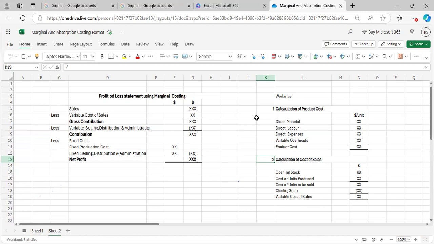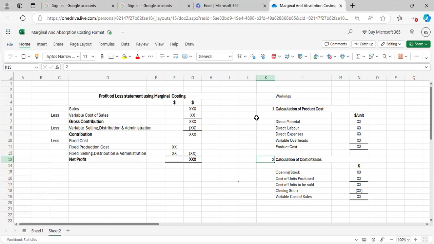Then we will calculate the marginal costing profit: sales less variable cost of sales. We will get the gross contribution. Why this gross contribution? Because for the calculation of contribution, we will deduct all the variable costs, production and non-production. Then we will calculate the contribution. Then we deduct all the fixed costs, fixed production and fixed non-production costs. We will deduct them and we will find the profit.